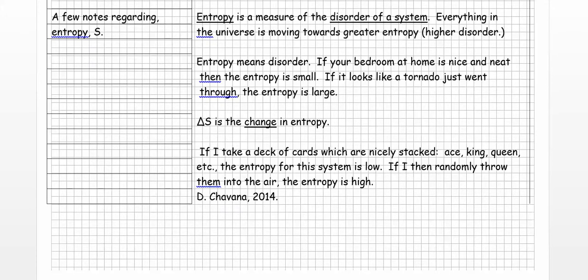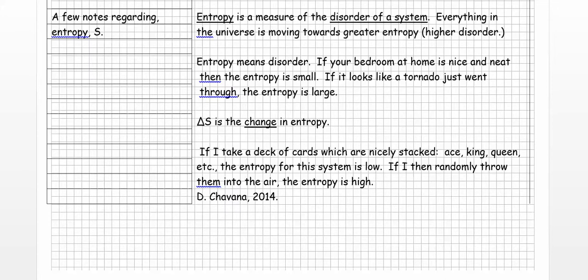One last example with regard to entropy. Let's take a deck of cards, and let's just say that those cards are nicely, neatly stacked. In fact, they are arranged ace, king, queen, jack, and so forth, so that the entropy of the system is low. There's not very much disorder in the system.